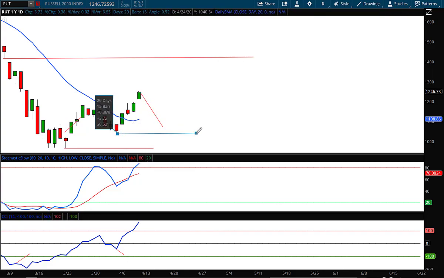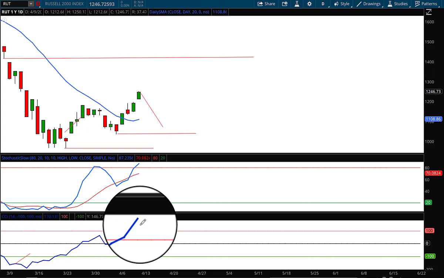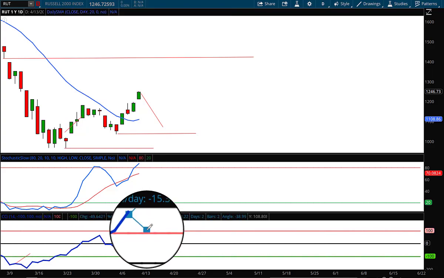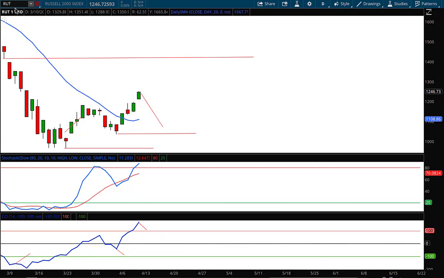First level of support right here. Second level of support right here. Look at that CCI. Look how overbought that is. So I'm expecting a hinge lower with a possible cross and a sell signal. And that is our forecast for the Russell 2000.